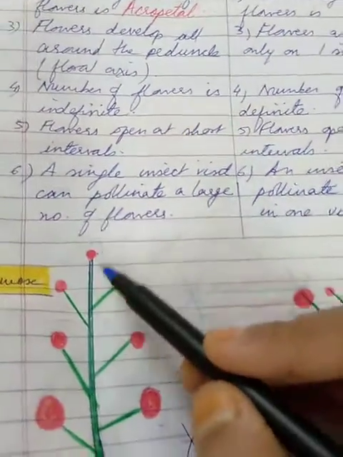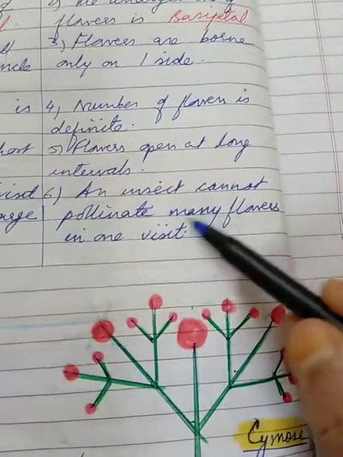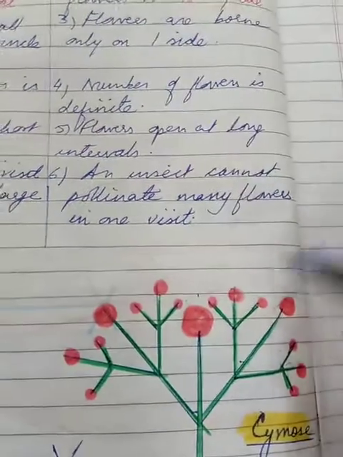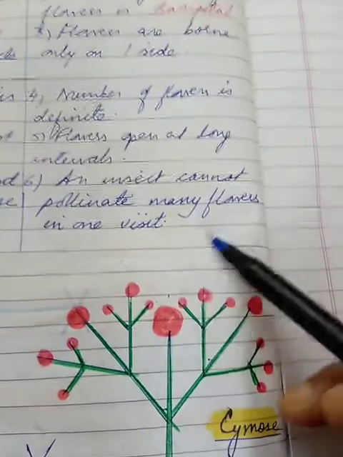Right? Now you can see how they are arranged. So one visit may drop the pollen to a number of flowers. But here, an insect cannot pollinate many flowers in one visit. The arrangement is such that one visit will not be really helpful to pollinate the other flowers. Right? So that's all for this topic.